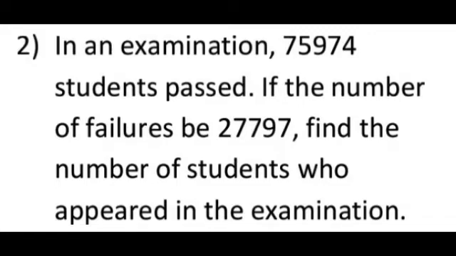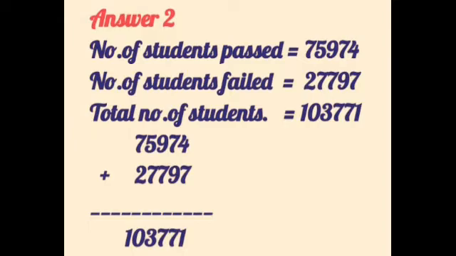In an examination, 75,974 students passed. If the number of failures was 27,797, find the number of students who appeared in the examination. You have to find the total number of students. So our answer will be number of students passed and number of students failed. Now we add both the numbers for the total number of students and our answer is 1,03,771.